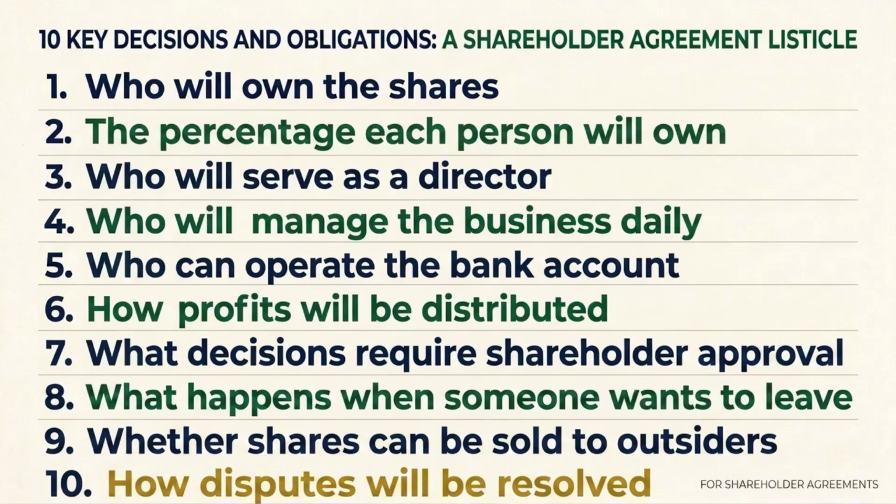Now, an important lesson for business owners to note before you carry out your business structure. Before registering an LTD with another person, agree clearly on the following: who will own the shares, the percentage each person will own, who will serve as a director, who will manage the business daily, who can operate the bank account, how profits will be distributed, what decisions require shareholders' approval, what happens when someone wants to leave, whether shares can be sold to outsiders, and how disputes will be resolved. Do not wait until the business starts making money before having these important conversations. Money has a special talent for turning small misunderstandings into full Nollywood productions.